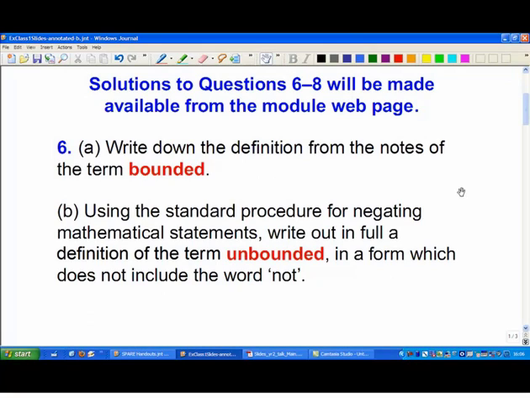So I'll just pause there and give you a couple of minutes to figure out the answer to 6 part A. Then I'll tell you the answer to 6 part A, and I'll give you a starter to help you get going with 6 part B, and then you can have a go at 6 part B, and the helpers will come round as well to see how you get on with that. So I'll pause the recording there.